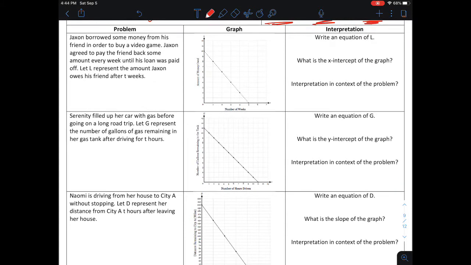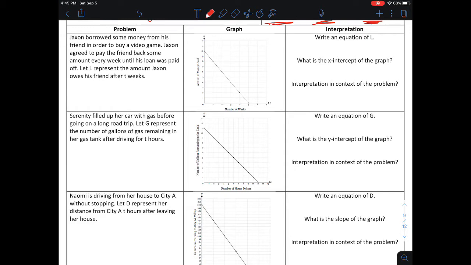All right, now let's work on interpreting coefficients from a graph. Now we're given the graph. We're actually going to have to write an equation from the graph. We haven't done that in a couple of videos, so let's look at what we have. This first problem here, Jackson borrowed some money from a friend to buy a video game.